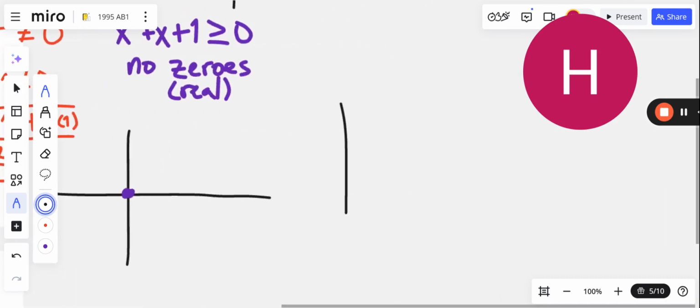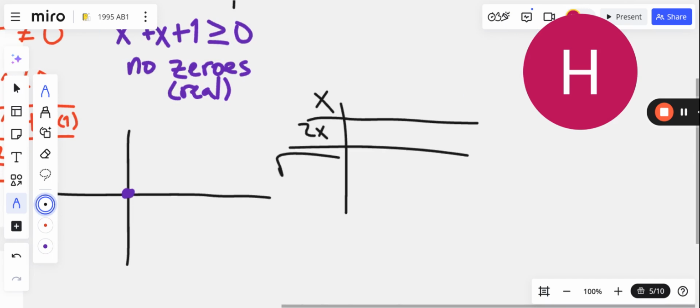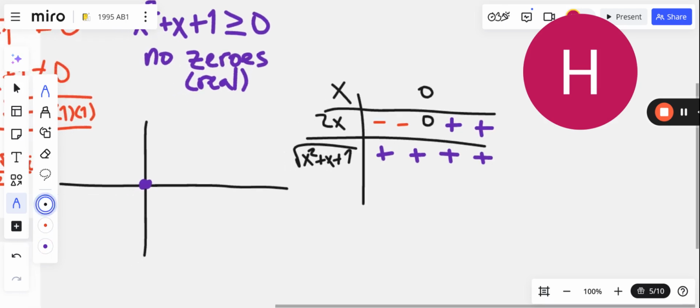We can analyze the sign of this function by looking at 2x, and then we have the square root term, which we know is always positive. We looked at that in the domain. It's always positive. And of course, 2x is 0 whenever x is 0. It's negative anywhere before, and it's positive anywhere after. Therefore, the overall function is going to be negatively valued whenever x is negative, positively valued whenever x is positive. That's some good progress so far.